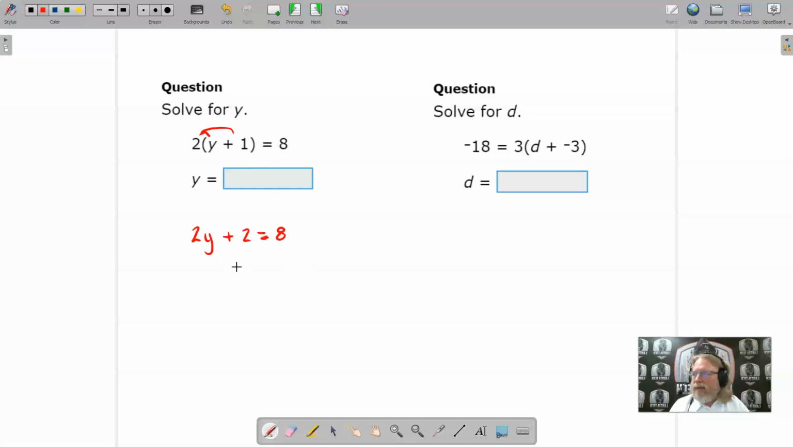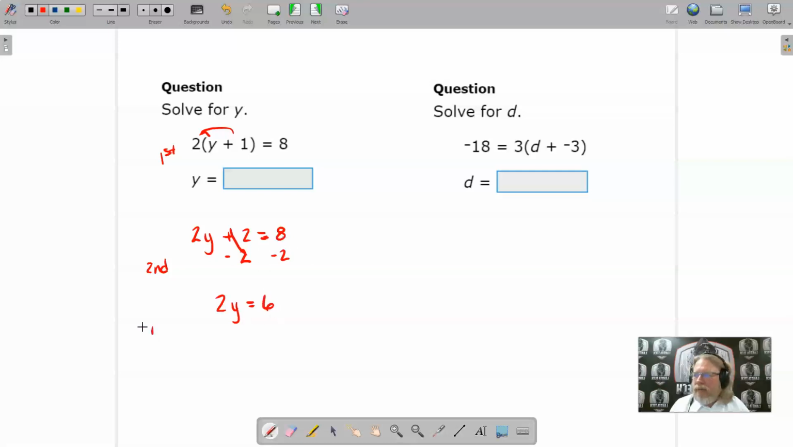Our next step is actually, looks like 3 steps, right? So our first step was here to distribute. Our second step is going to be to subtract 2 from each side. What we do to one side, let's do to the other. If we subtract 2, the 2's would cancel each other out, leaving us with 2y. And 8 minus 2 is 6.